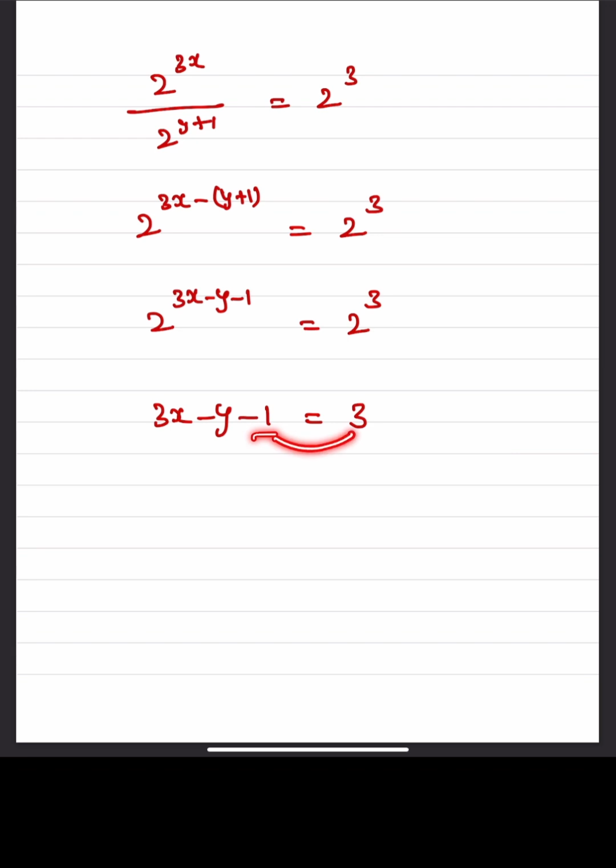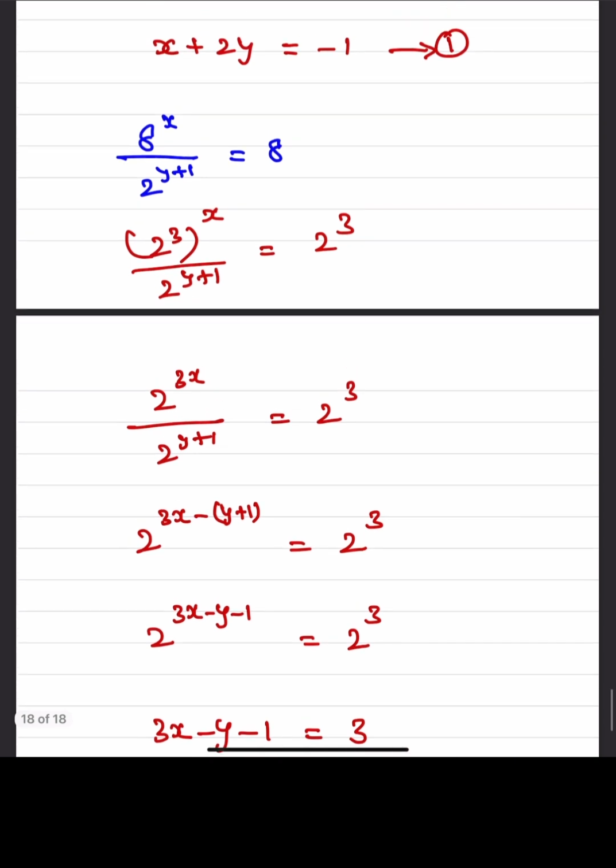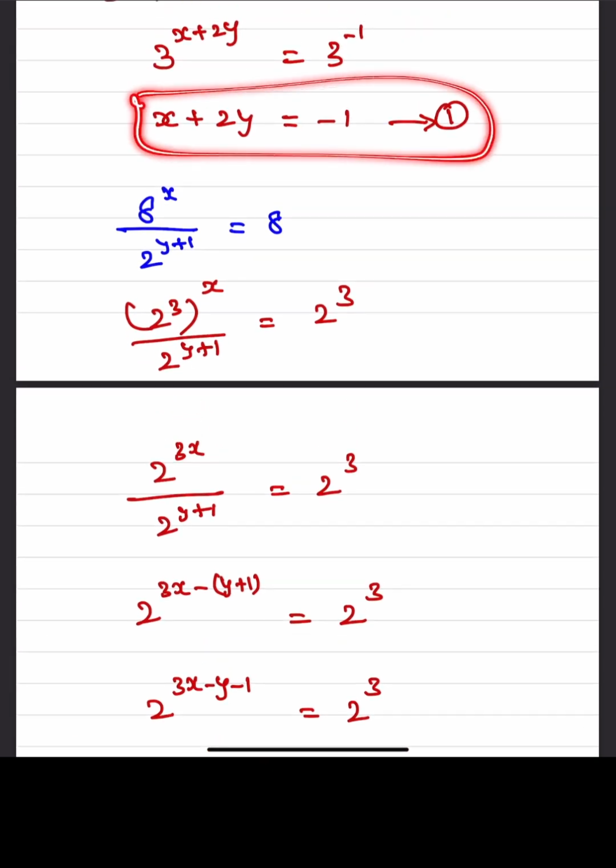Bring this minus 1 to the other side, so it will be plus 1. So 3x minus y equal to 4. This becomes the second equation. We have one equation here and we have another one here. We can take this and solve for x and y.